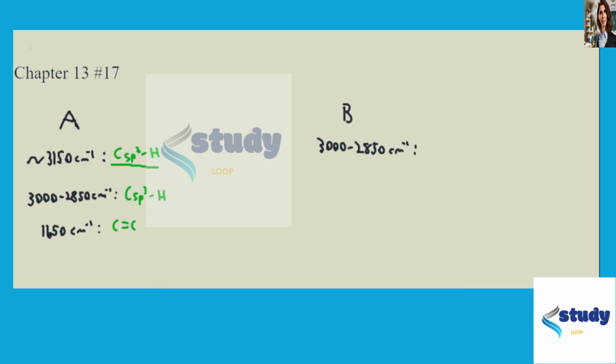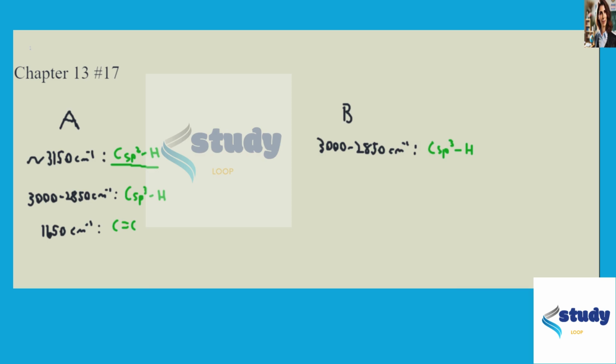Then in B, there's really only the peaks between 3000 and 2850. There's not too much else going on here. This is going to be due entirely to C(sp3) hybridized carbons bound to hydrogens. There's nothing else going on in the molecule there. So it's just an alkane.